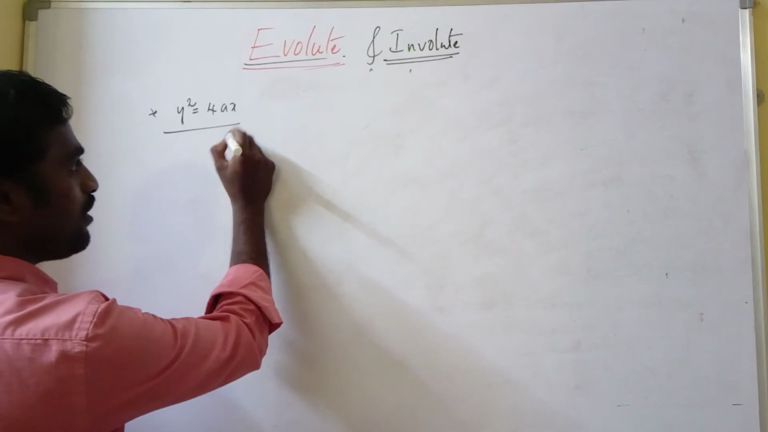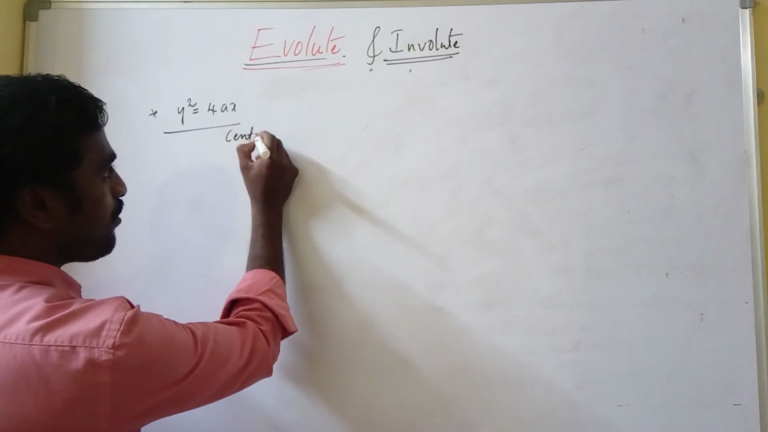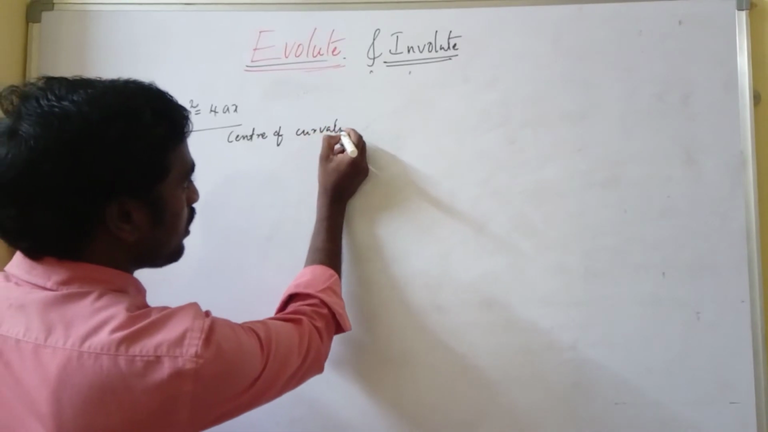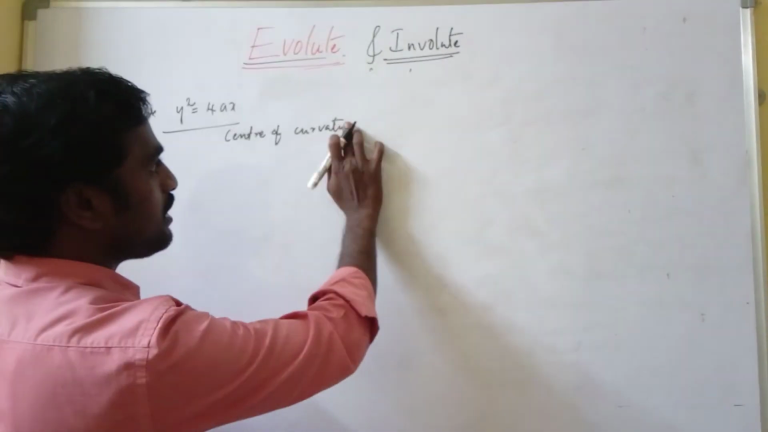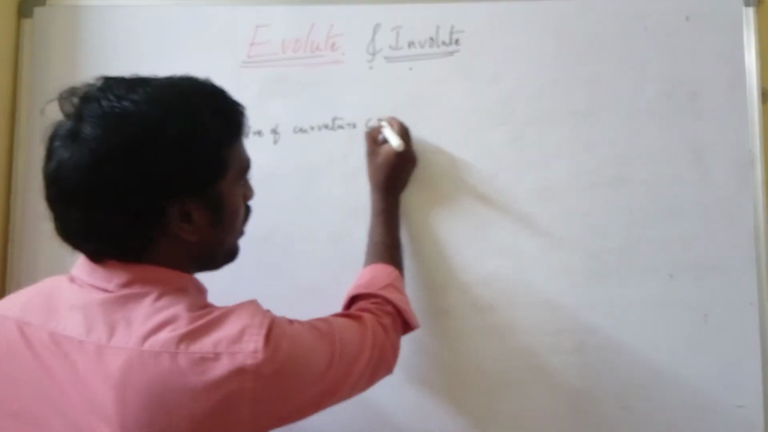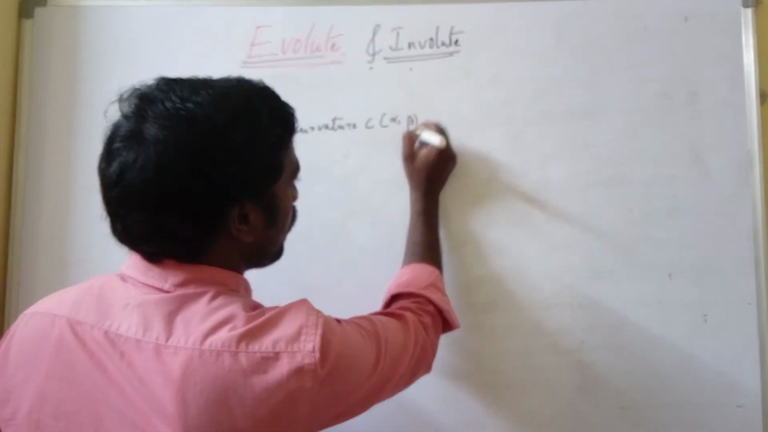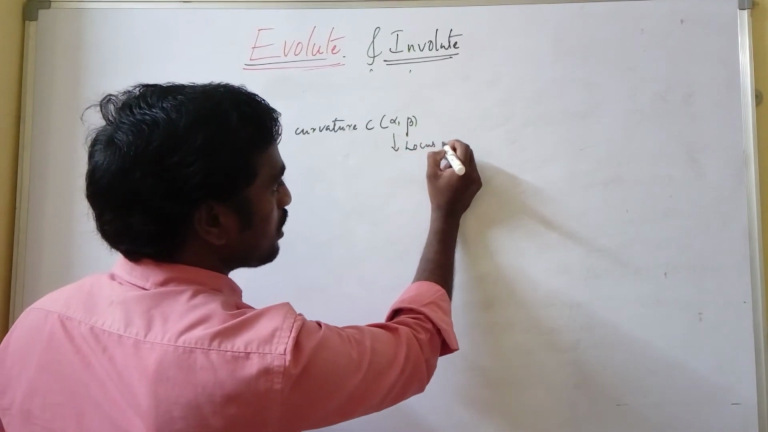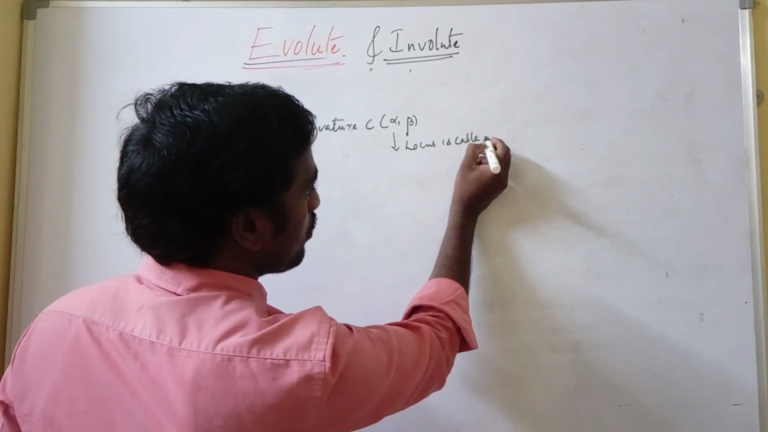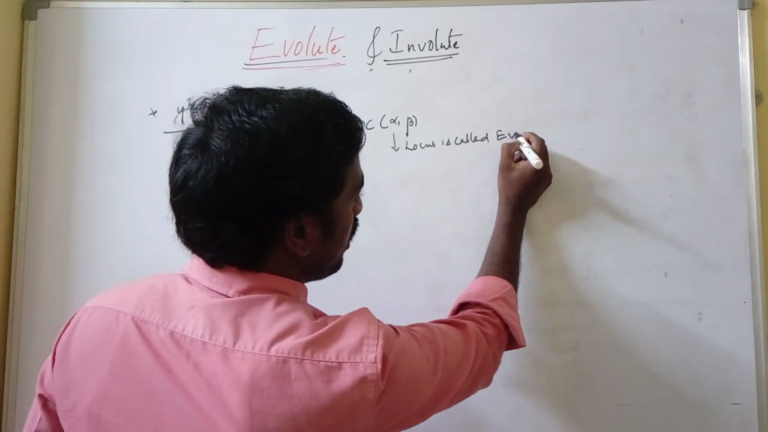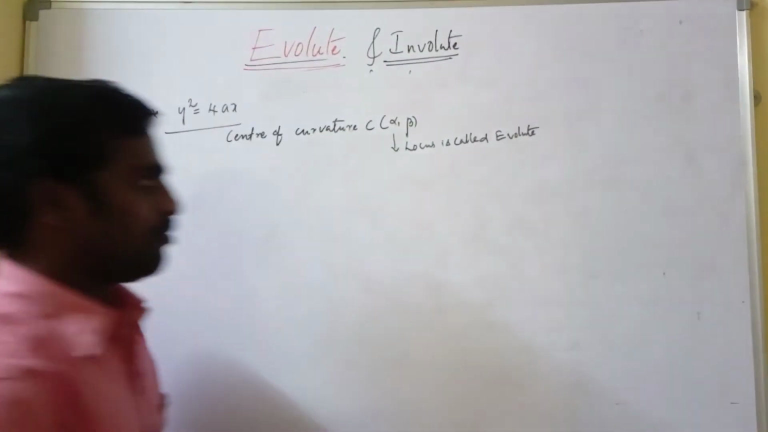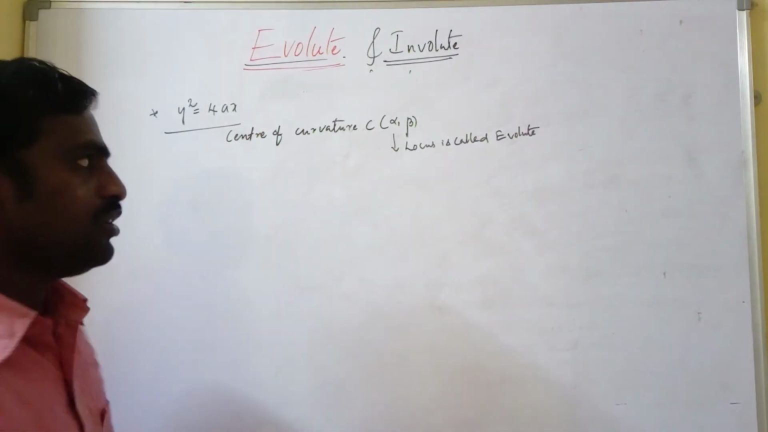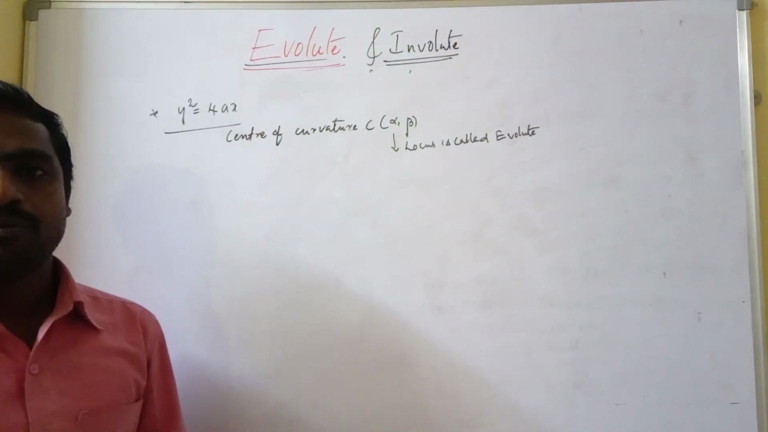So what is the center of curvature? The center of curvature is indicated by C (alpha, beta). Its locus is called the evolute. So first of all we require the center of curvature; you should determine the center of curvature. You know the formula for the center of curvature, alpha comma beta.